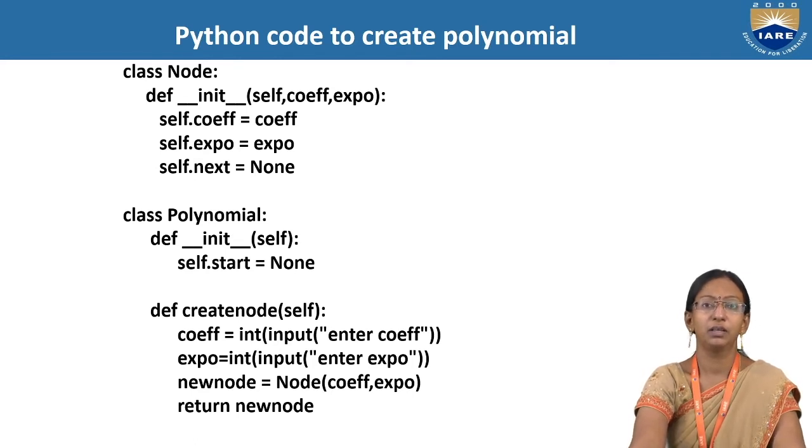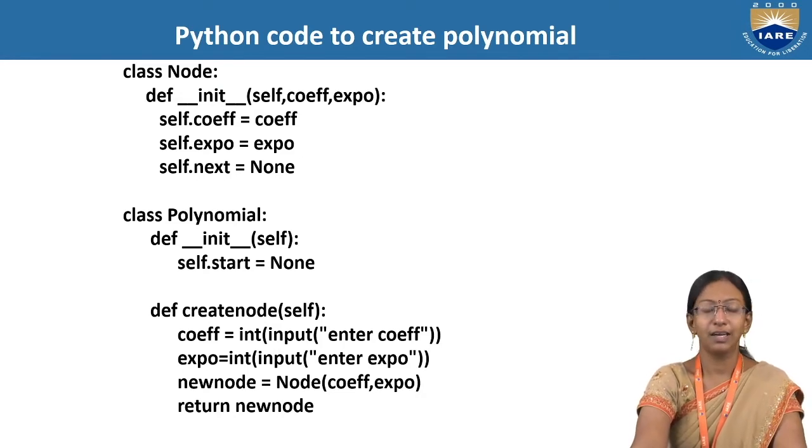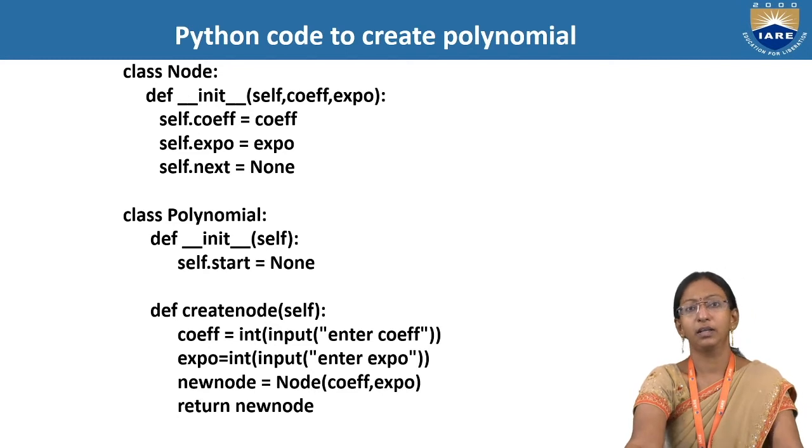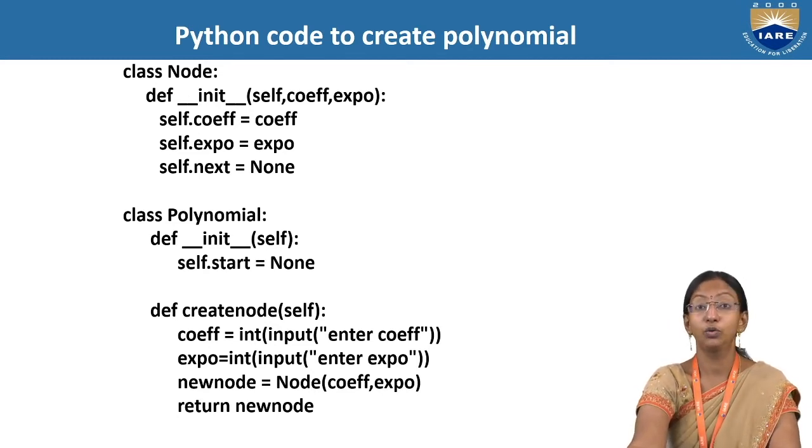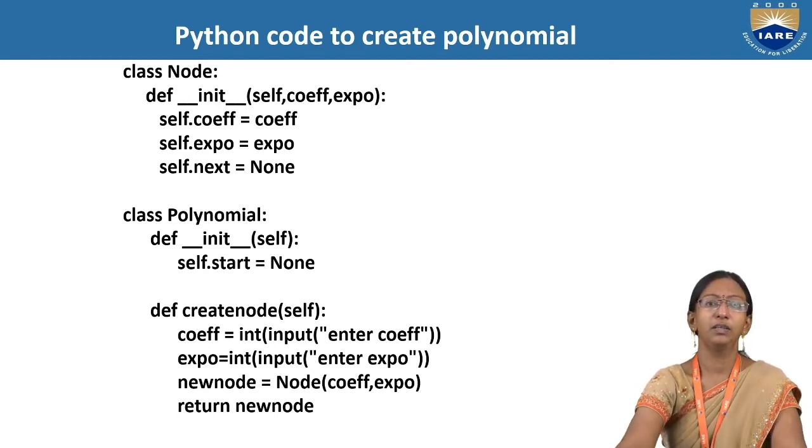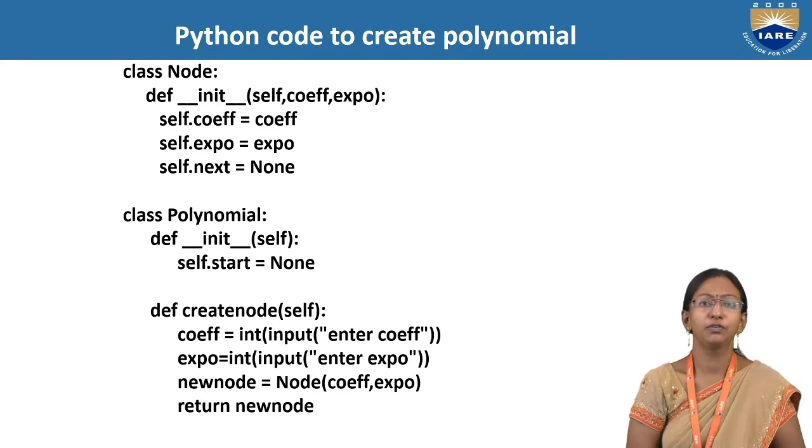Then comes the class Polynomial. The constructor of it will have a start. That start is nothing but a pointer variable which holds none. At the initial state, it will be none, right? Then comes your create node. We have to create a node. Very simple. Read the values of coefficient and exponent. We have to place them, right?